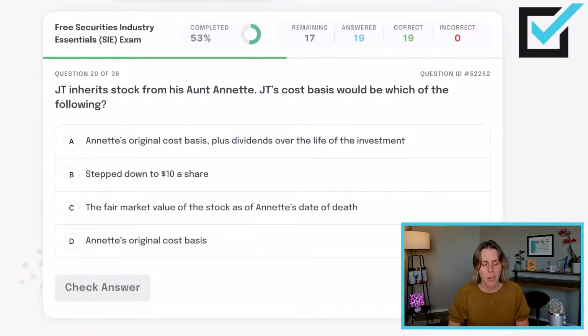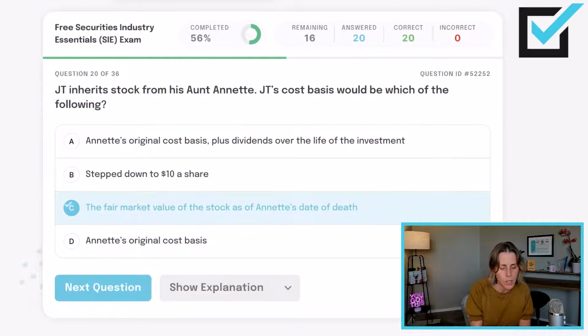JT inherits stock from his aunt Annette. JT's cost basis would be which of the following? When you inherit stock, you inherit the stock at its fair market value as of Aunt Annette's death. So fair market value of the stock as of Annette's date of death. If she was alive and she gifted him the shares, then she would have assumed the original cost basis. So 2 different questions. Be careful.